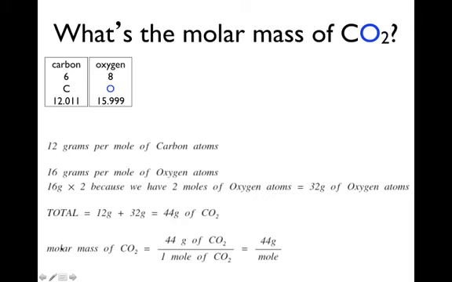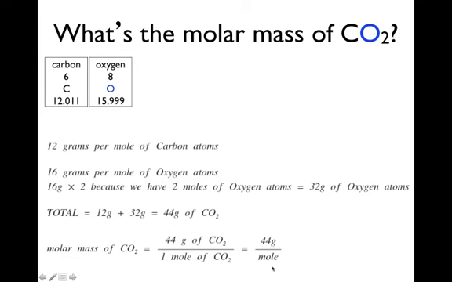So more formally speaking, the molar mass of carbon dioxide is 44 grams of carbon dioxide for every 1 mole of carbon dioxide. The part that tends to be confusing to people is that the molar mass is usually not written this way by chemists. This is a little bit too much detail. What they usually do is cut a little bit of the corners and they say the molar mass of carbon dioxide is 44 grams per mole.